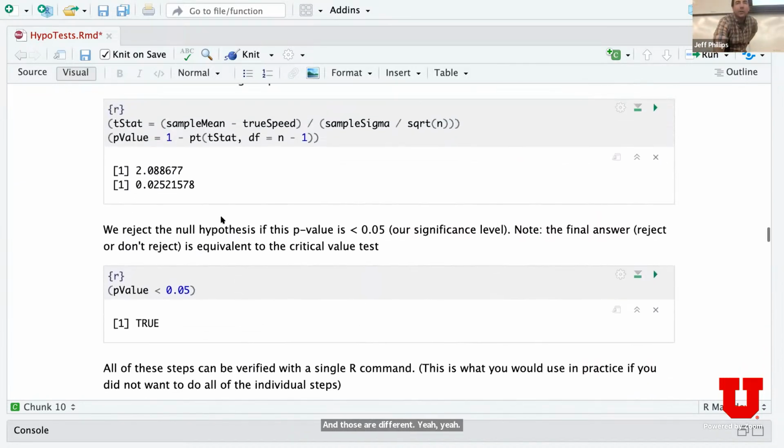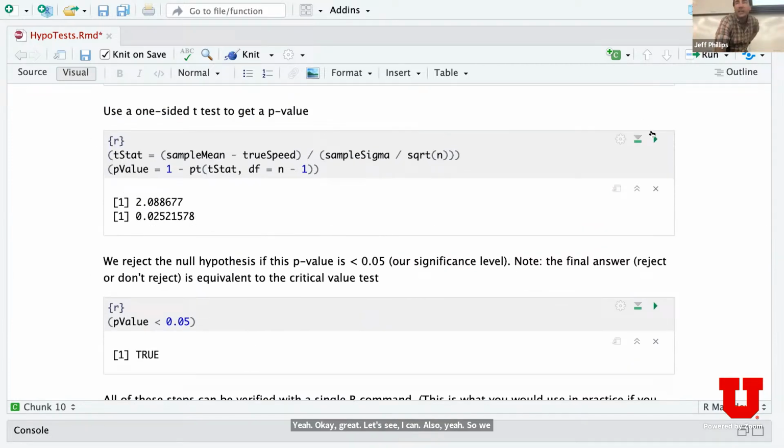I can also equivalently calculate the p-value, which is 0.25. If the p-value is less than 0.05, then it's significant, right? If I had instead said I want to be 99% confident, I should have said that ahead of time.